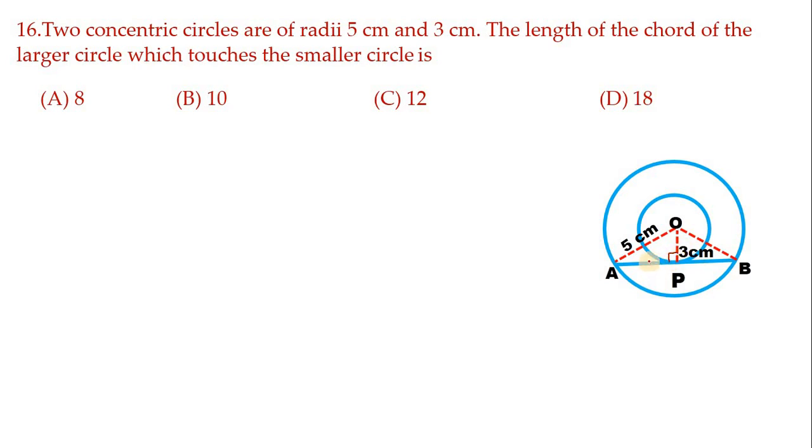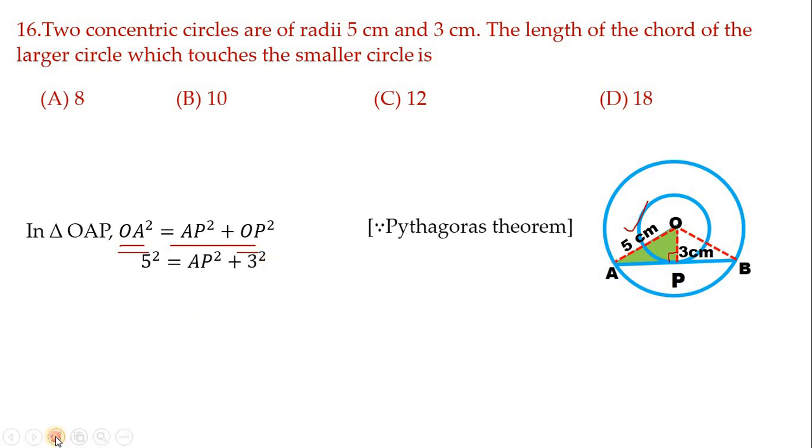and we can use the Pythagoras concept here. Now for triangle AOP which I shaded in green color, use the Pythagoras concept. OA is the hypotenuse, hence OA square equals AP square plus OP square. So AP value we don't know, we want to find AP, let it be as it is. OA is given, so here we can substitute 5, and OP is 3 centimeters.